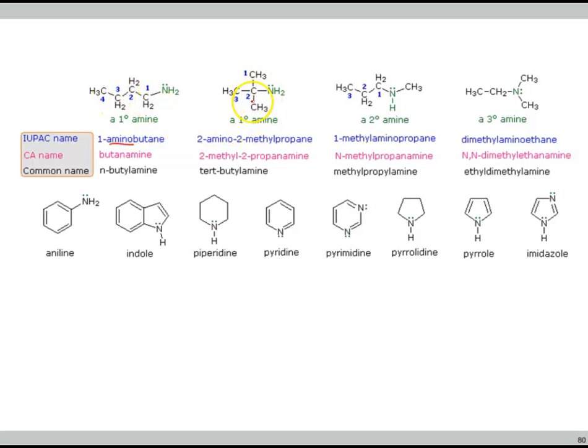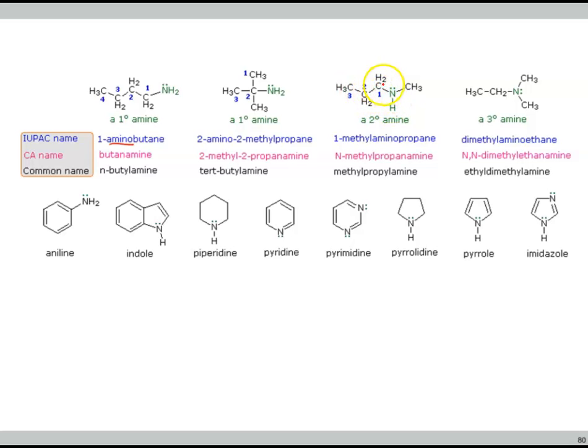Here is another example of a nitrogen attached within the middle of a chain. So we have 1, 2, and 3. We try to give that the lowest number possible in that instance, so it's at a 2. It's on the 2 carbon, 2 amino, 2 methyl. Here's the methyl group, methyl ethyl propane. So that's a 2 amino, 2 methyl propane.